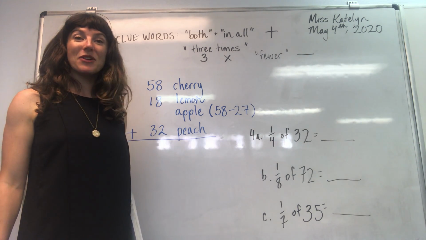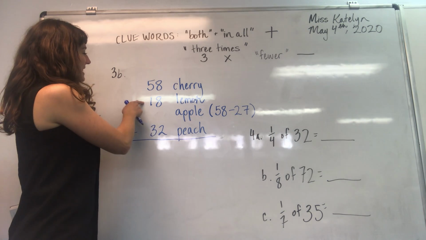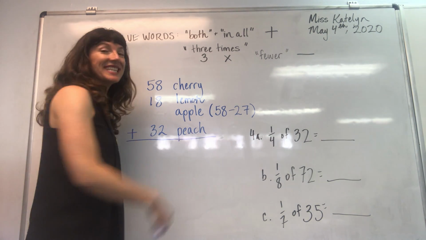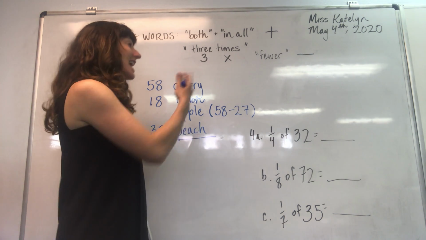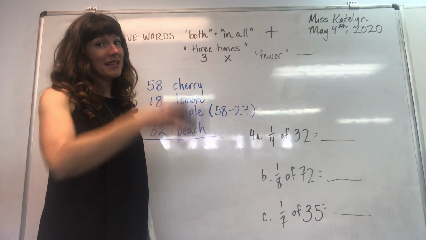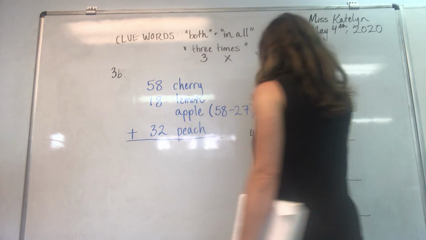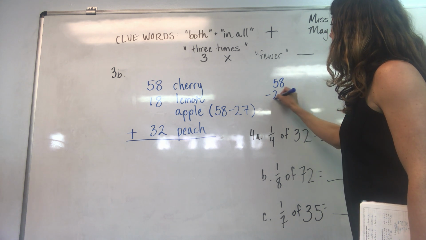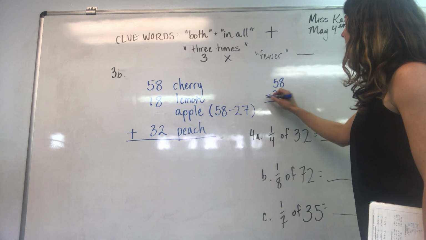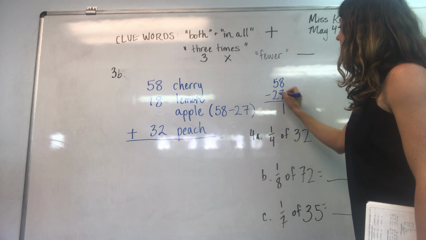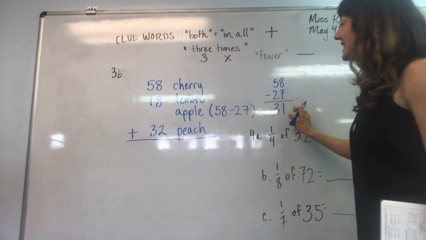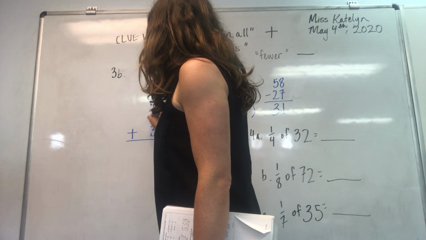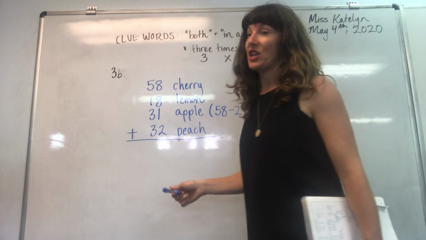Am I ready to add them all together? 58, 18, 32. Not yet. I have to do what is inside the parentheses first. That seems like a lot of math to do side by side, so I'm going to stack it up one on top of the other. 58 minus 27. 8 minus 7 is 1, and 5 minus 2 is 3. I now have my apple number. I stick it into the equation, and now I'm ready to go.